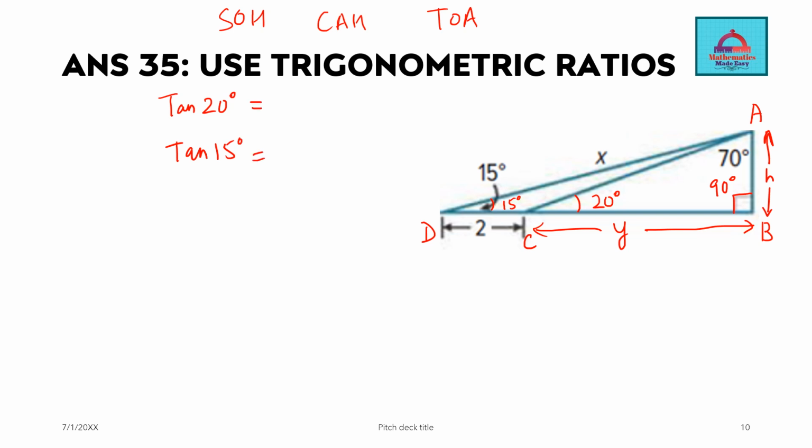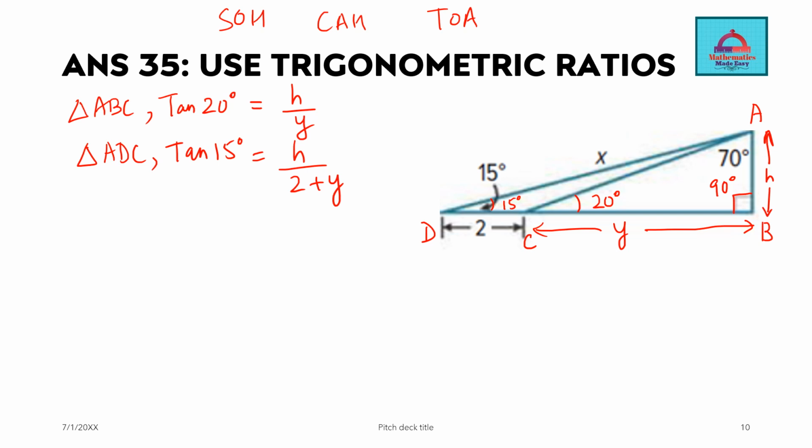Why I selected tan. So tan 20, by definition of SOHCAHTOA, tan is opposite over adjacent. So the side which is opposite to this is h, and the side which is adjacent is y. So for tan 20, for this right triangle ABC, I will write here, this is triangle ABC we have taken, and this is triangle ADC, the big triangle. So for this big triangle, tan 15 is going to be h, the same h, over y plus 2, or 2 plus y, whichever way you like.